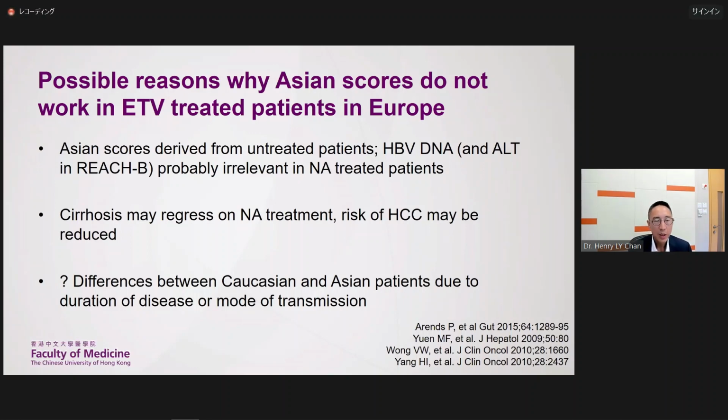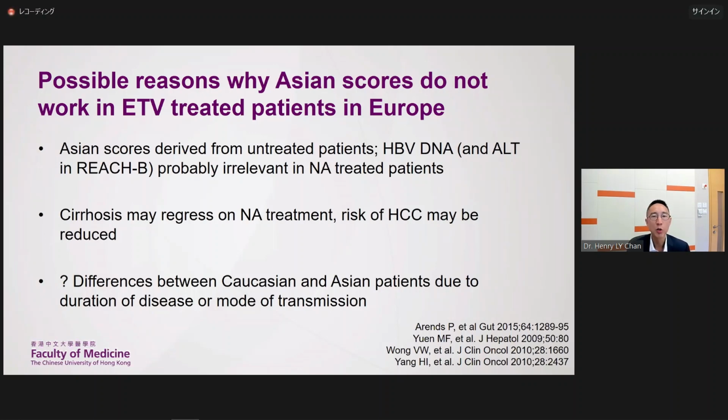Second is that cirrhosis may regress on NA treatment. Therefore, because cirrhosis is a very important factor in all these scores, if one is on treatment and the cirrhosis status changes, then it might affect the accuracy of these scores. Now, the third reason, which is always possible, is the difference between Caucasian and Asian patients due to the duration of disease or mode of transmission.